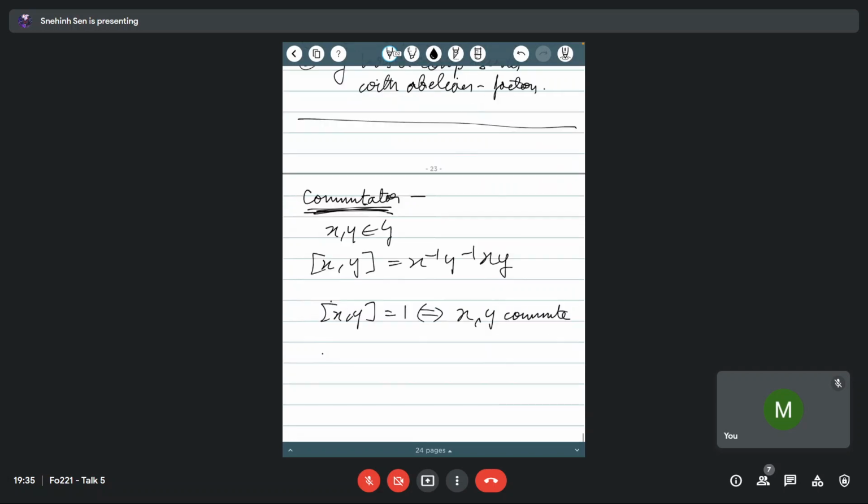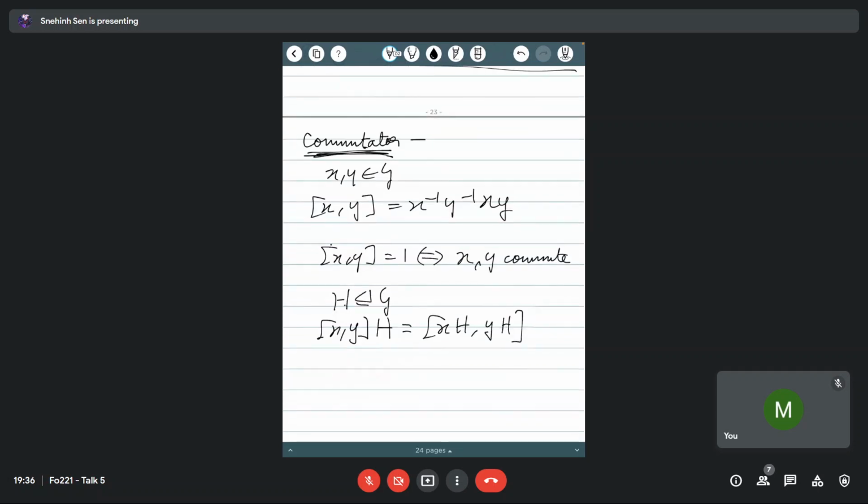Also, if say h is normal in G, then x comma y h, this element is the same as x h or y h. As cosets or quotients, whatever you want to call it, this is true. Just use the property.